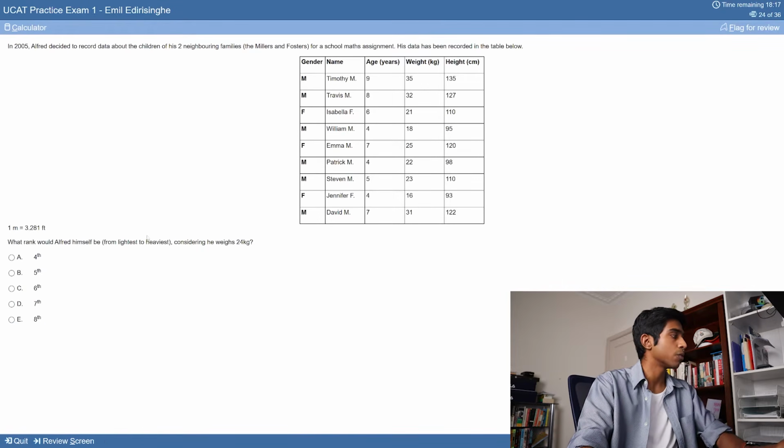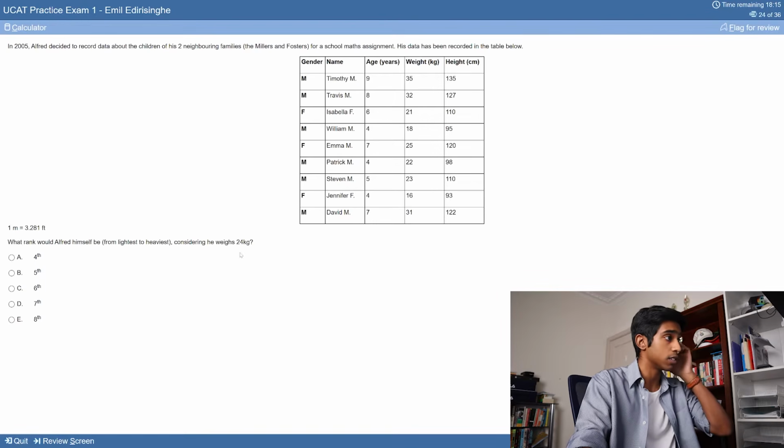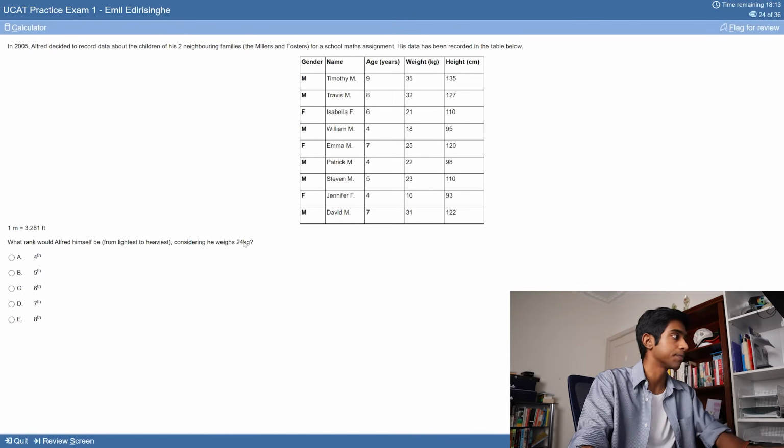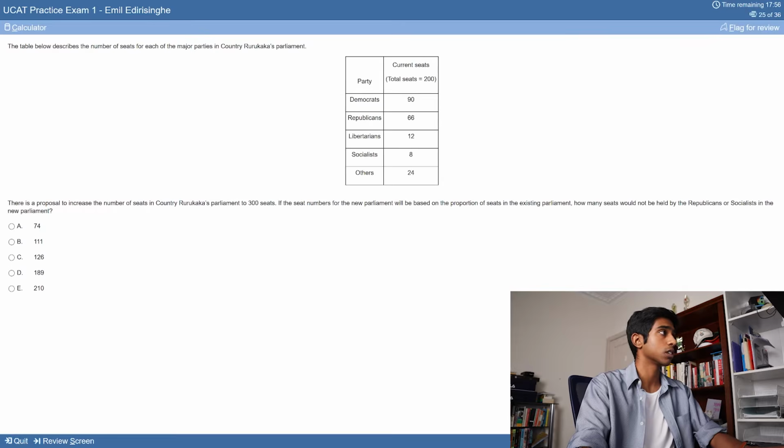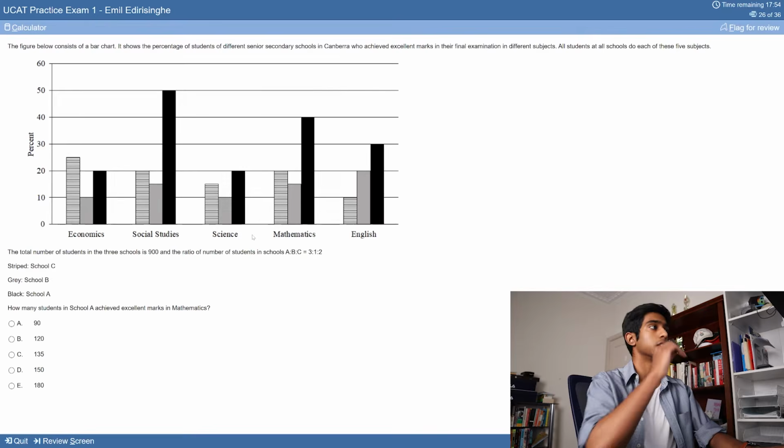Okay. What rank would Alfred himself be, considering he weighs 24 kilograms? Okay, so we'll go, all right, we have 16, 18, 21, 22, 23, 24 would be 6th. Oops. This is a standalone, I'll do it later.